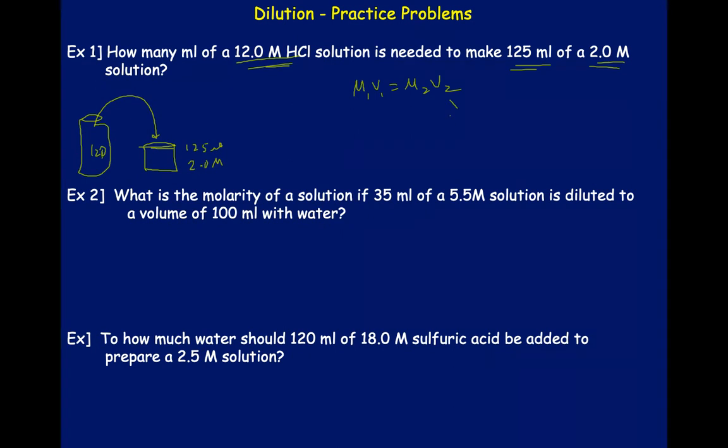Okay, my volume is 125 milliliters. My molarity is 2.0 molar. And again, I want to know how many milliliters of the other stuff. So again, I'm going to use 12 molar here, and I'm going to multiply that by X. If I do my algebra, my X comes out to be 20.8 milliliters. So if I take 20.8 milliliters of the concentrated stuff, take that out and add it to this beaker and fill it up to 125, that would be the case.